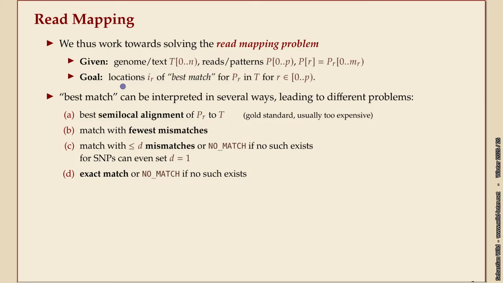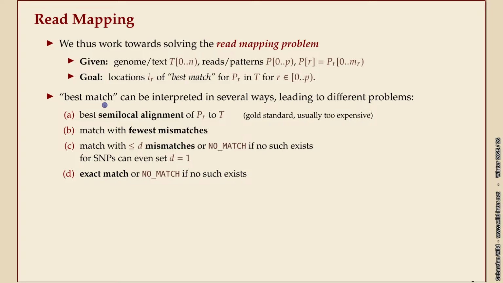So that's the input. What are we trying to find? We're trying to find the best matches for these reads in the genome. Now, what best match means is up for definition. This is a template for different problems, the read mapping problem. It's not really one well-defined problem yet. Best match, I guess the gold standard would be something based on our alignment algorithms, in particular these semi-local alignments, which just means you're allowed to slide it along the genome in any way.